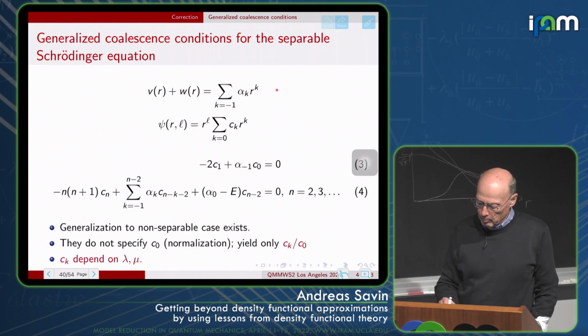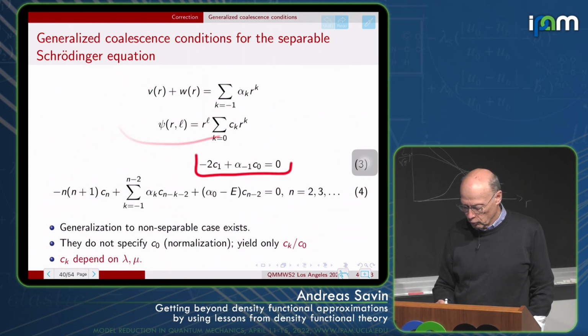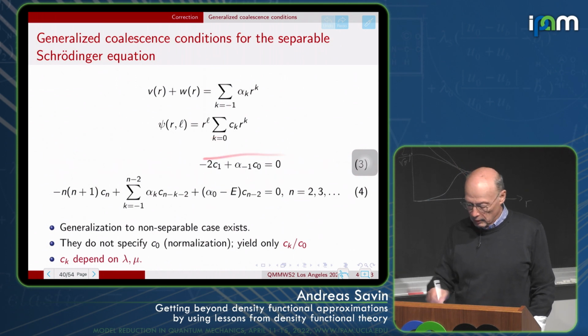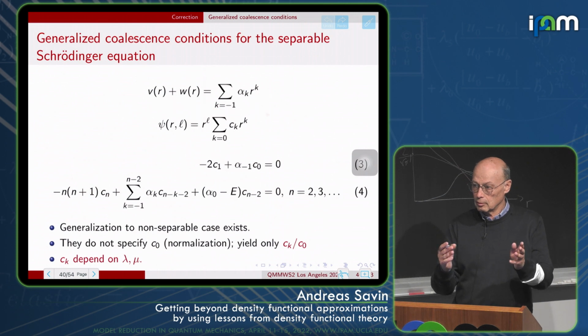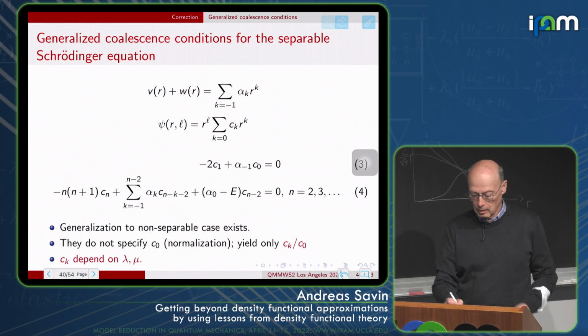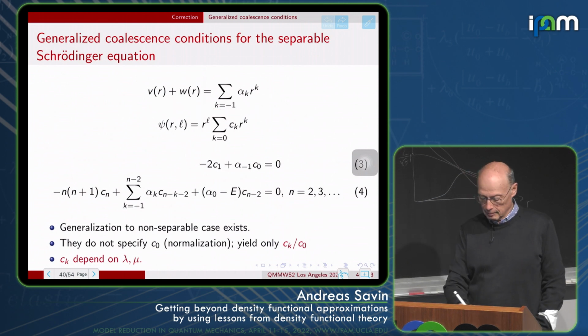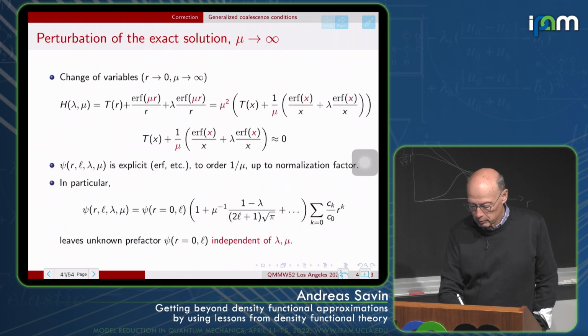So you get some equations, of which the first is a Kato cusp condition, and then you get other conditions. You don't eliminate this C0, you have the dependence on the energy. And at a certain point of the external potential, the potential, you also expand it. And you have some equations, and I thought I would be able to finish.